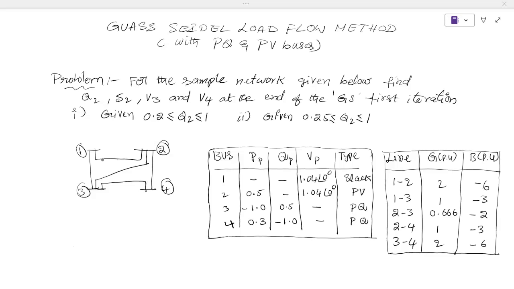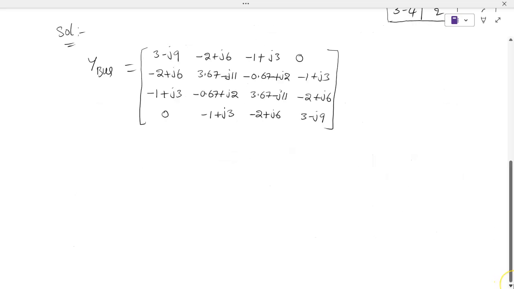And they have given line data also. In that line data they have given the conductance and susceptance. That means directly they have given the admittance value. Now, as per the problem, first we need to calculate the Q value. For that, first we need to calculate the Y bus matrix.